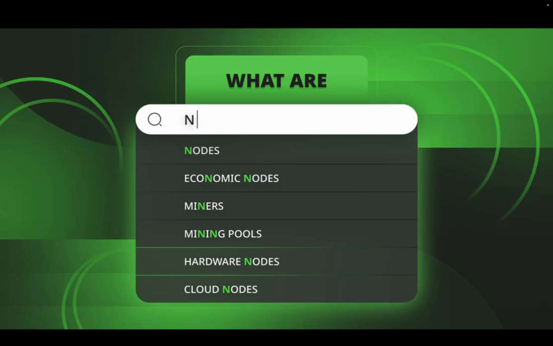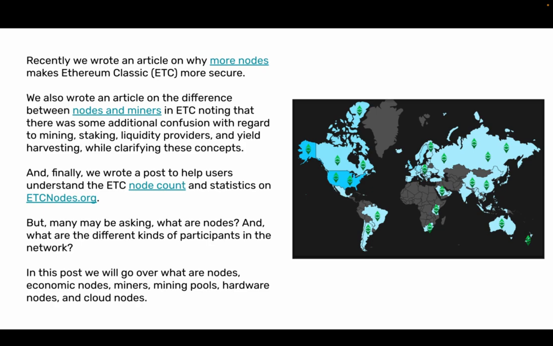What are nodes, economic nodes, miners, mining pools, hardware nodes, and cloud nodes in ETC? Recently, we wrote an article on why more nodes makes Ethereum Classic ETC more secure. We also wrote an article on the difference between nodes and miners in ETC, noting that there was some additional confusion with regard to mining, staking, liquidity providers, and yield harvesting while clarifying these concepts. And finally, we wrote a post to help users understand the ETC node count and statistics on etcnodes.org.